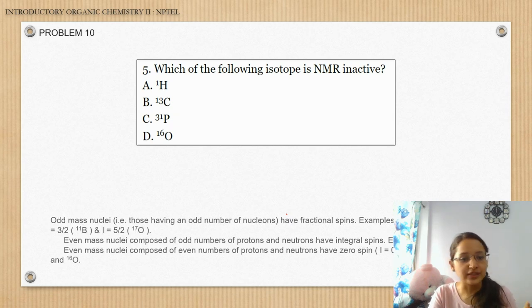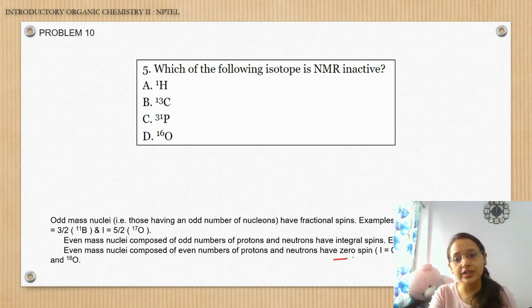Now see, we have discussed that odd mass nuclei have fractional spins, and the nuclei which have zero spin are NMR inactive. If they don't have a spin, how are they going to align with or oppose the external magnetic field? Are you getting my concept? If the spin of the nucleus is zero, then how is it changing spins or aligning in the direction of the magnetic field which we are applying?